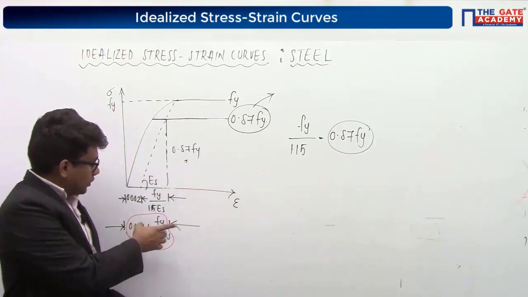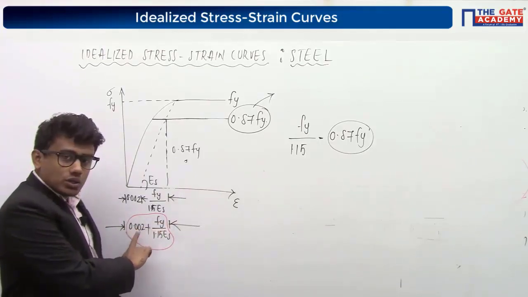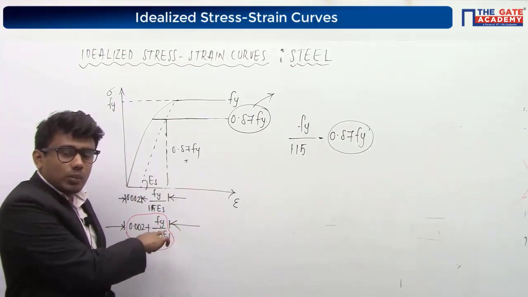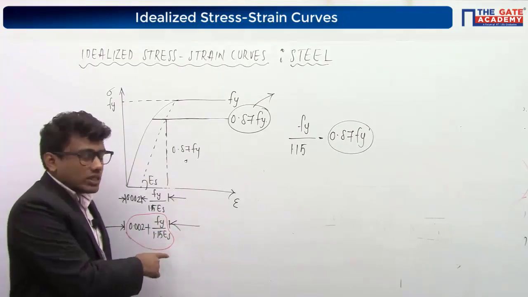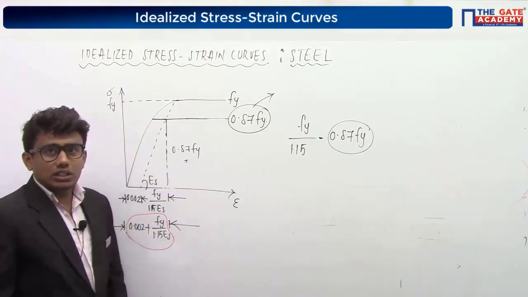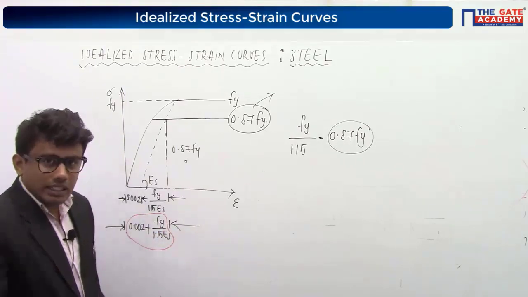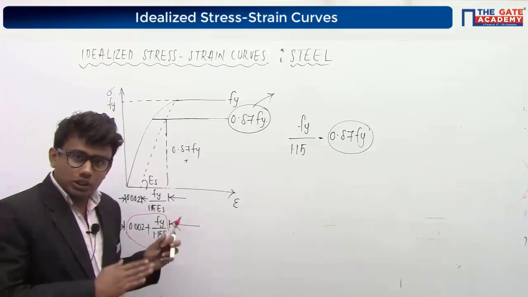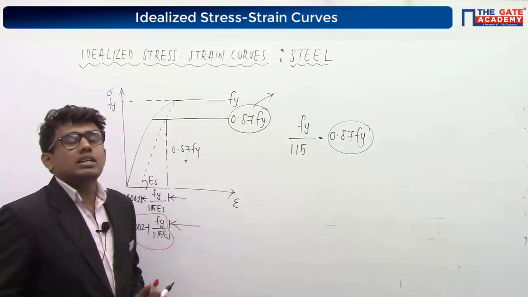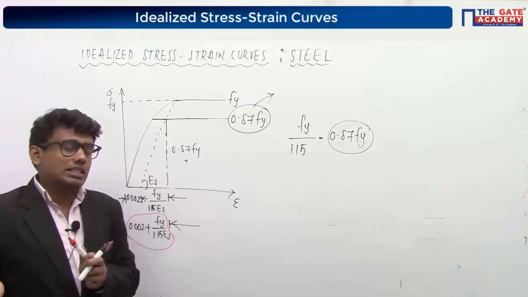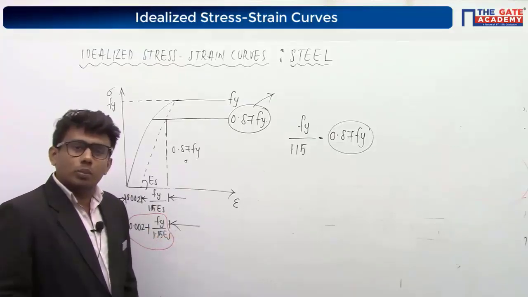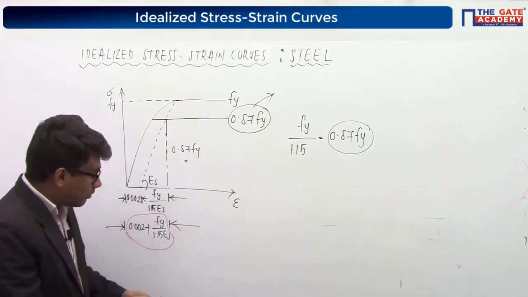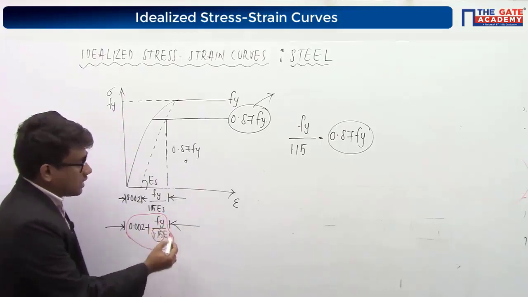The strain value will be equal to 0.002 plus Fy divided by 1.15 Es, where Es is the modulus of elasticity of the steel and Fy is the yield strength of the steel. Okay, it's better to remember it like this. Don't go for 0.002 plus 0.87 Fy divided by Es. Even if they are giving a different partial safety factor, you will remember this equation like this and you will get the wrong answer. So better write the equation like this.